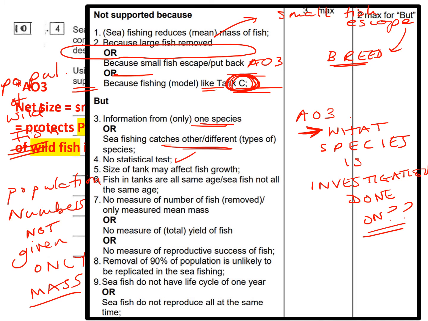Okay. So that was the last one down here. Look, sea fish do not have a life cycle of 1 year, or we do not know the reproductive life cycle of the wild fish necessarily. And also the sea fish might not reproduce all at the same time as they would do within the tank when they're all put back together. Now, point number 7 is quite interesting. It says there's no measure of the number of fish, so there's no population number. So no population number, only the mean mass was measured.